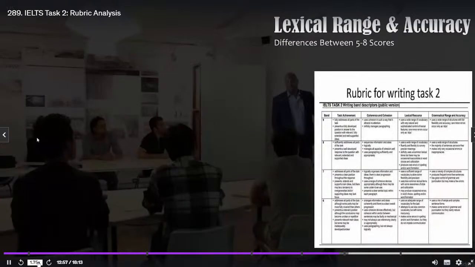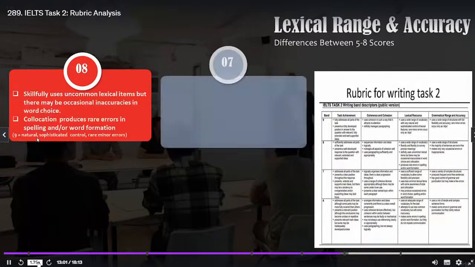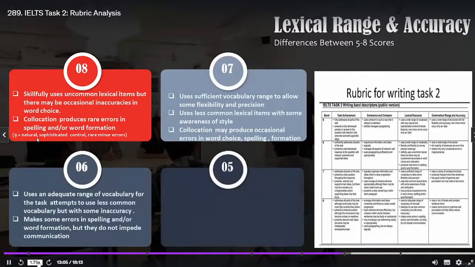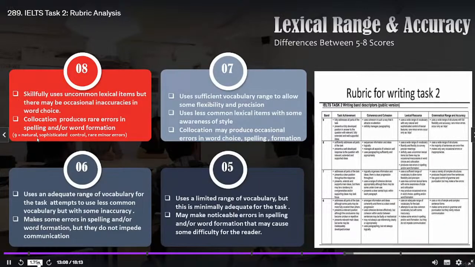Now, when it comes to lexical range and accuracy, I know on the rubric it's called lexical resource, but it really is lexical range. It's the range of your lexical ability and the accuracy of your lexical ability. They don't always label items in a way that really explains what they are. For an 8, we're talking about using uncommon lexical items. In the following lecture, I'm going to explain that a little more so you understand what that means.